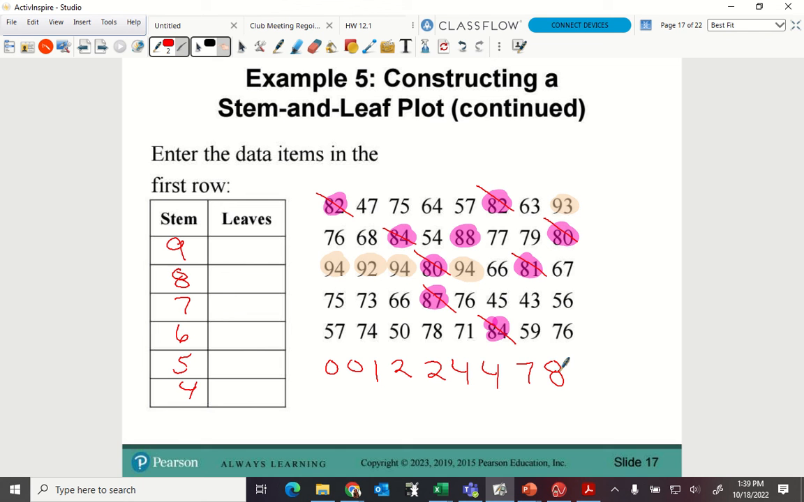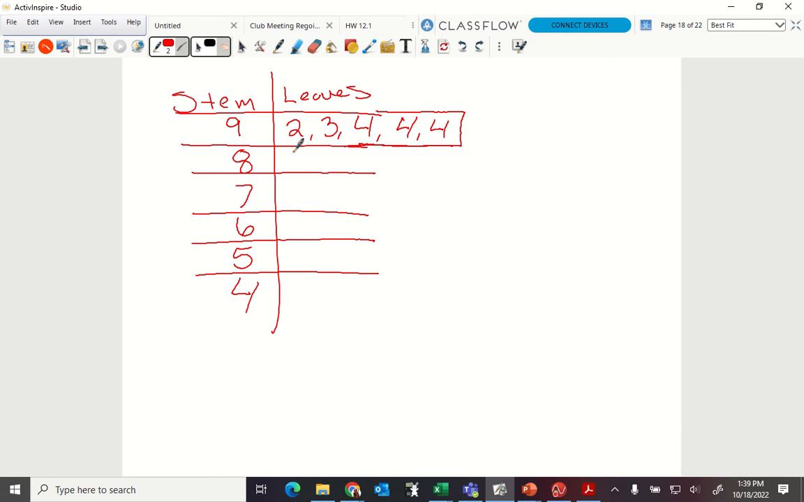Now we're going to put these over on the next one. So 0, 0, 1, 2, 2, 4, 4. So 0, 0, 1, 2, 4, 4. Do what? There's 2 twos? Yeah, there's 2. Oh, sorry. Thank you for getting that. Next one is? 4, 4, 7. And 8? Yeah.